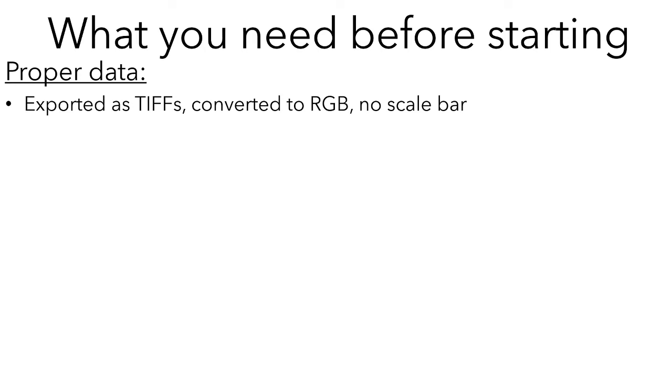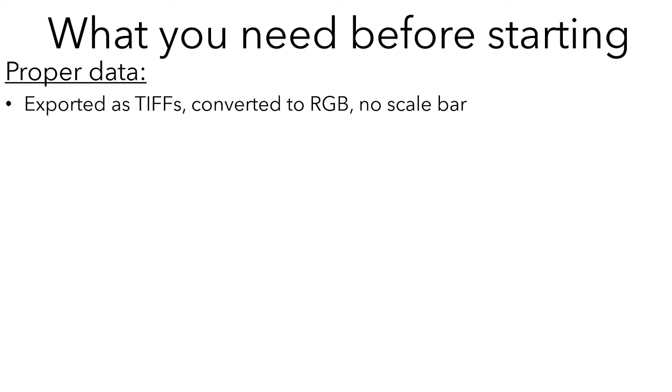So you need proper data. The data that you will have must have been exported from Volocity in the TIFF format, converted to RGB, and must not have scale bars. You should not export it in any other way if you want to execute this procedure properly. So it has to have been exported as a TIFF, not an OME TIFF, not a JPEG. It must have had the option to convert to RGB clicked, and it must have had the option to add a scale bar unclicked.